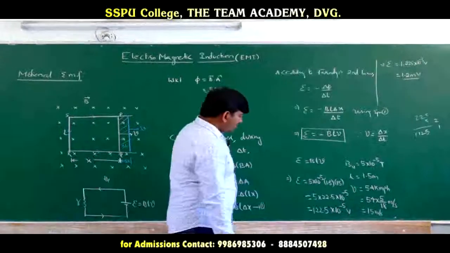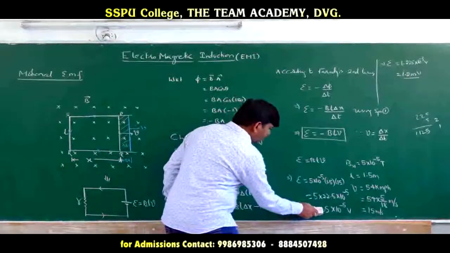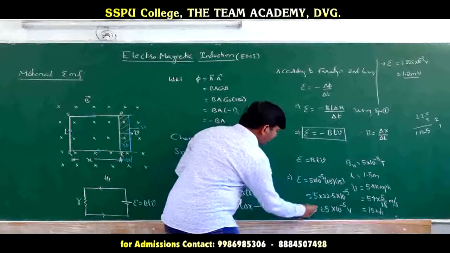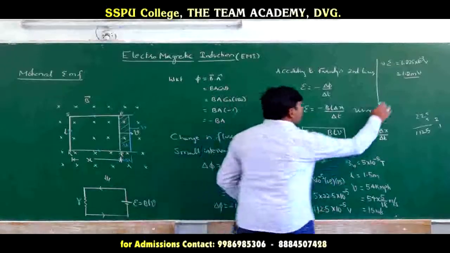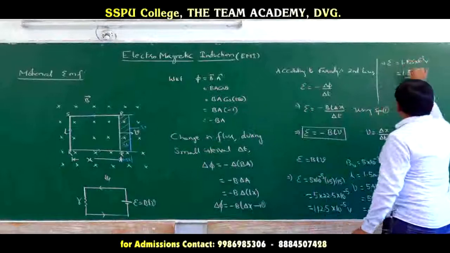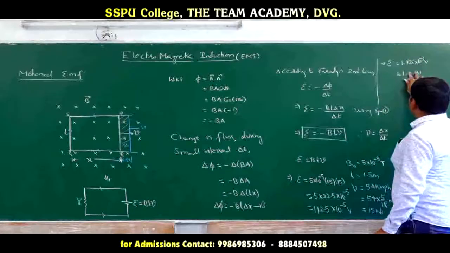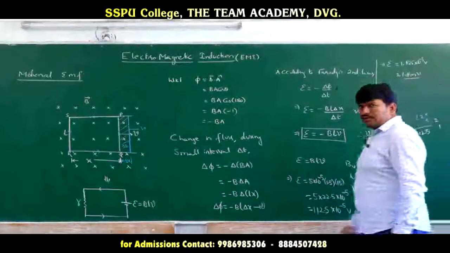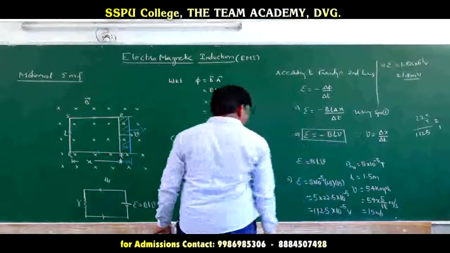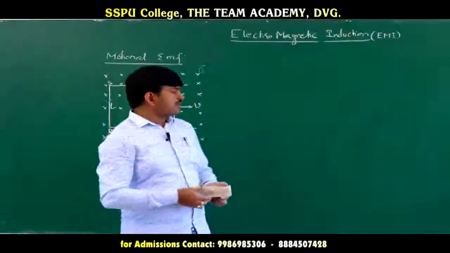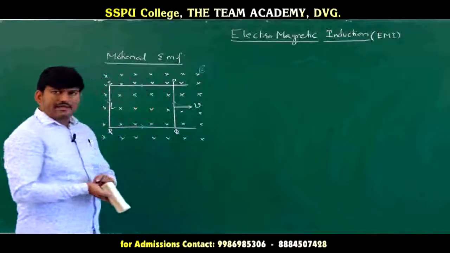Is it clear? So once look here, this is not 1.225, it is 1.125. Therefore this will be 1.125, so approximately 1.1 millivolt. A calculation mistake happened here, please correct it. Okay, so once look here, we have calculated the motional EMF.